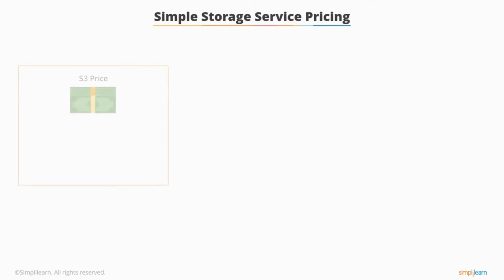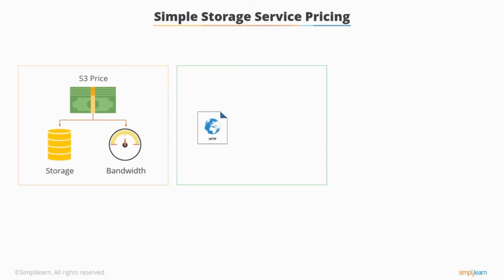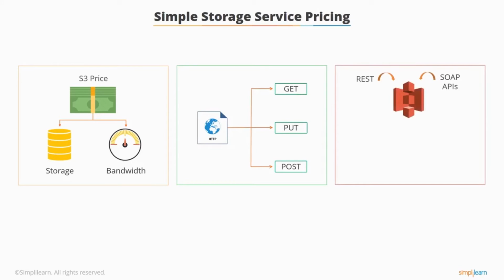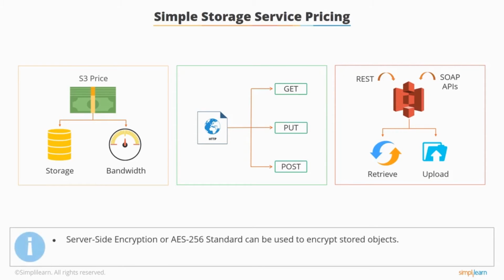The price of Amazon S3 is based on the storage usage and the bandwidth used for downloading objects. Also, the total number of HTTP requests, like GET, PUT, POST, is calculated for the enforced charges. You can use REST and SOAP APIs to connect to S3 and retrieve or upload objects. To encrypt the stored objects, use server-side encryption or AES 256 standard.